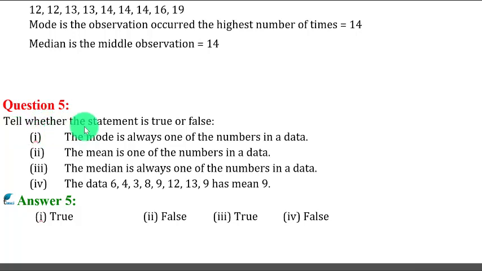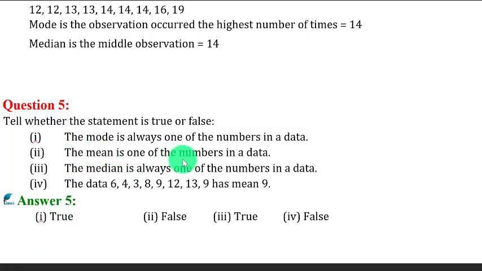Tell whether the statement is true or false. So the first question is given: the mode is always one of the numbers in a data. That is true, because in the given data only we are finding the mode. So that is one of the numbers in the data. So you can say here true.